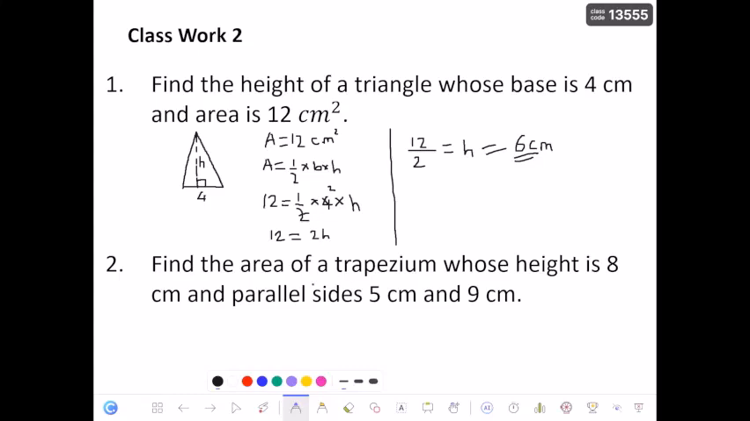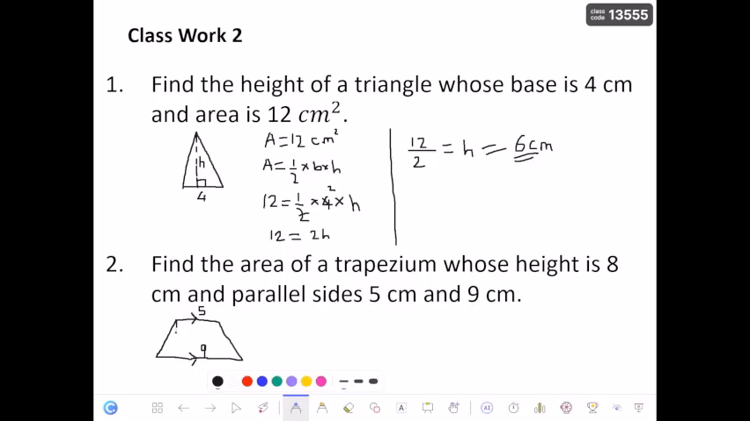Then the second question is on the trapezium. So find the area of a trapezium whose height is 8 cm and parallel sides are 5 and 9. So if I make a simple sketch of a parallelogram now, something like this, just a simple sketch. So the parallel sides, we said they are the sides that are the base. So the parallel sides of the parallelogram form the base. So if this is the smaller parallel side, which is 5, I can call this other side 9.